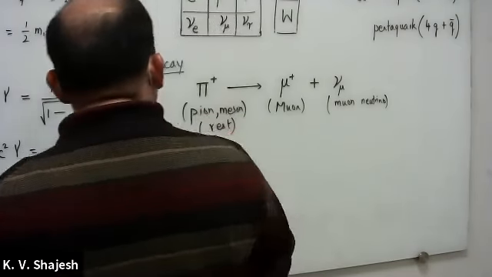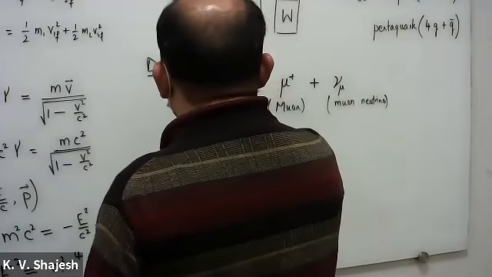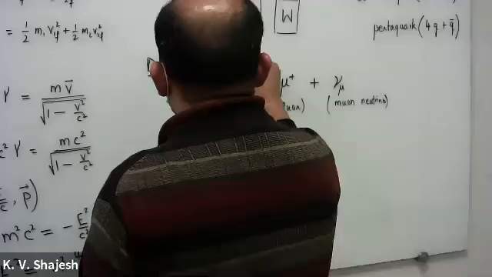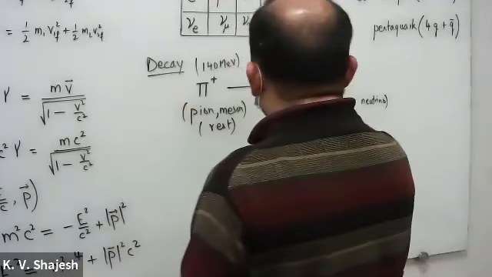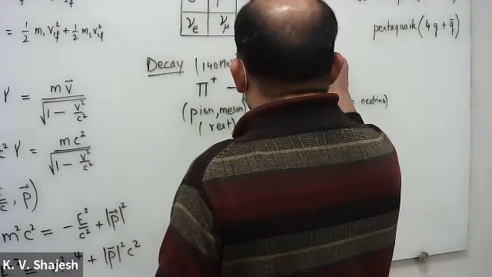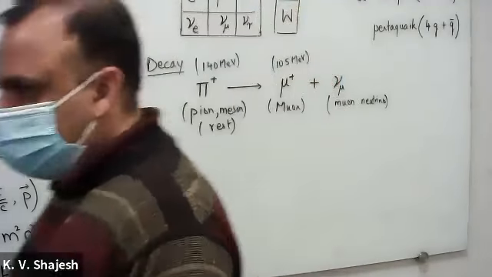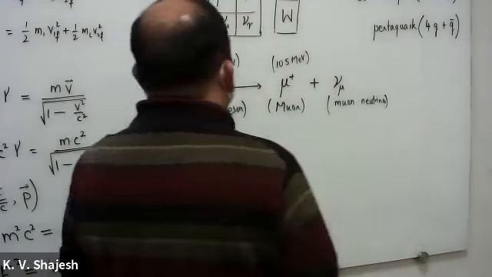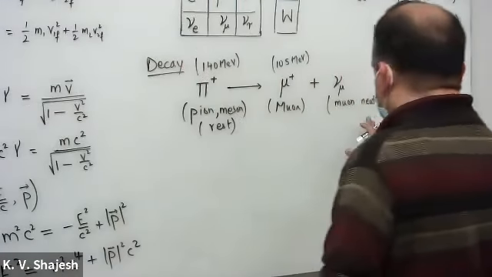And just for your information, this is about 140 MeV. Just for a scale, that's about 140. This is about 105 MeV. Remember, electron is 0.5 MeV, so it's about 1,000 times larger, right? Heavier in that sense. And what is muon?